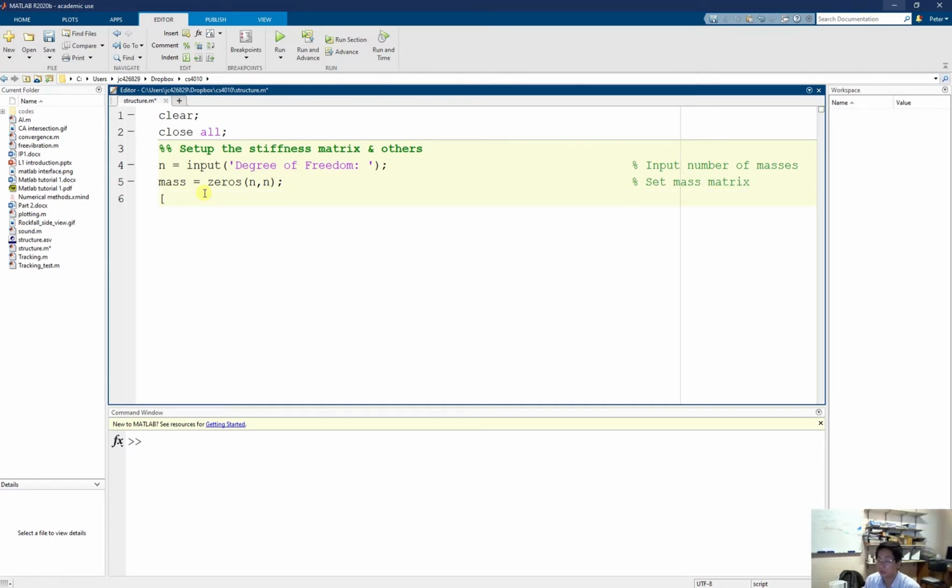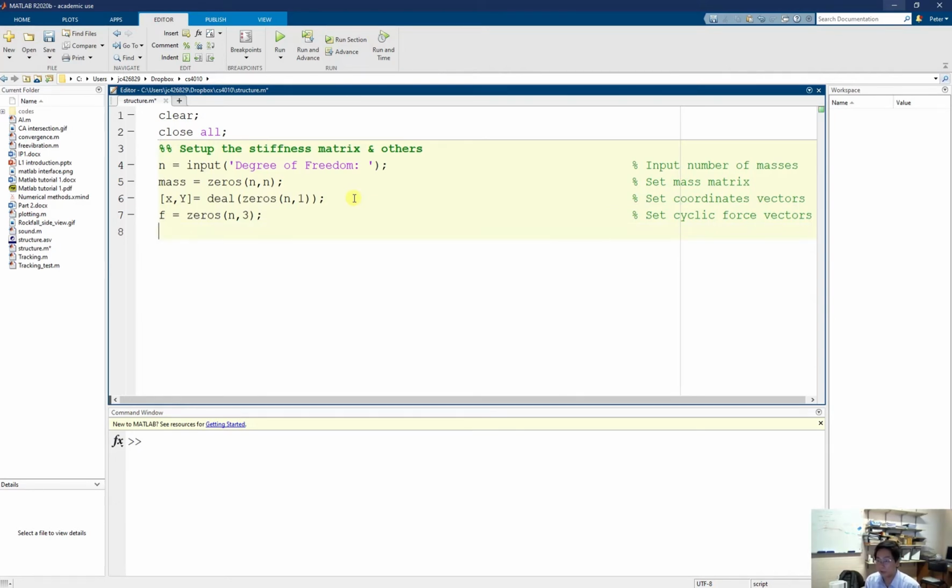I also set the coordinates, because each mass will have coordinates to draw later. So I have X and Y equal to deal zeros of n by 1. This deal function helps me set the values of X and Y to zero vectors at the same time. I do the small x on purpose, so it means set coordinate vectors. And I need the f function for the cyclic external load. So I have f equal to zeros of n by 3. This will be the cyclic force vector. I will explain it later.